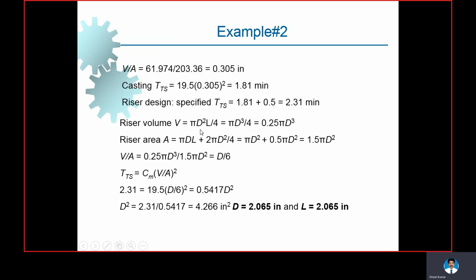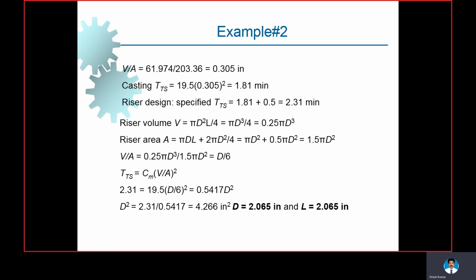So the riser volume is pi over 4 d square L because it is a cylindrical section. L and D are the same, so instead of L substitute D, we get pi over 4 d cube. Then the area is the circumferential area pi d L plus 2 times pi over 4 d square. We get 1.5 pi d square. Then V over area, we get it as d by 6. Just substitute in here, and then we get d from here, which is 2.065 inches, and L is the same as D. This is how we calculate the dimensions of a cylindrical riser.